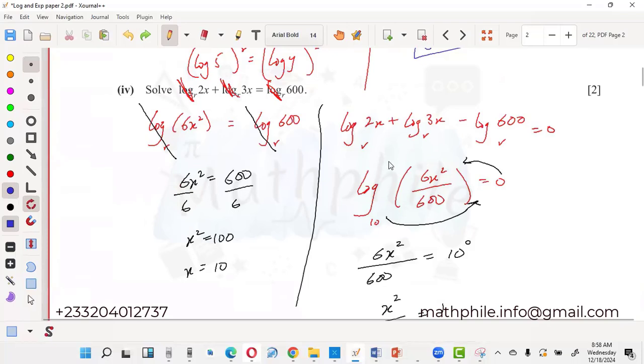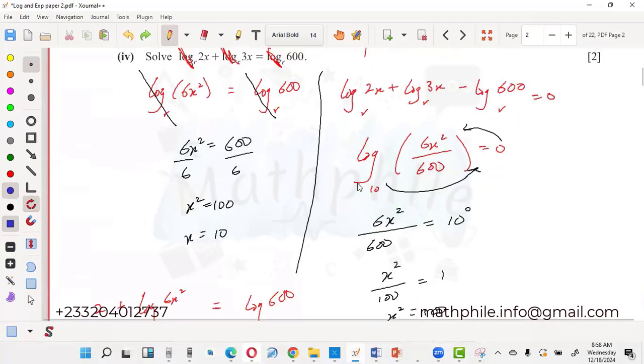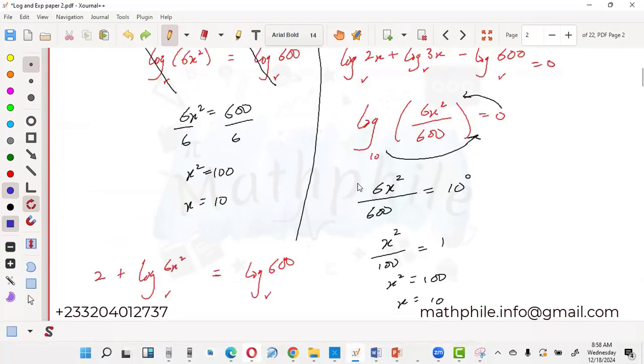Now with this one, once you are very comfortable moving from logarithm to exponential and exponential to logarithm, it shouldn't be much of a challenge. It's longer though, but it still gets you the answer.